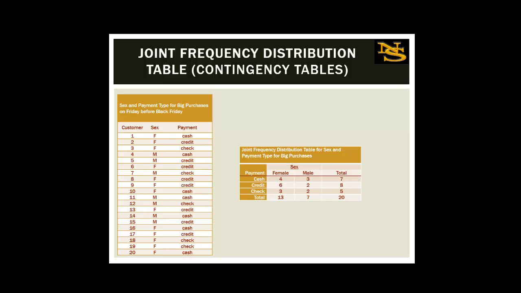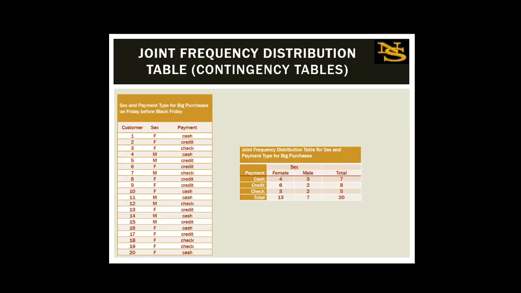Now that last column, the total, represents, if you look at the 13 and the 7 along the bottom, the number of females and males regardless of payment method. Whereas the final column on the right represents the number of people in our sample who paid with each different payment method regardless of their sex. So we have 7 people who paid with cash, 8 people who paid with credit, and 5 people who paid with a check, not thinking about whether they're male or female.